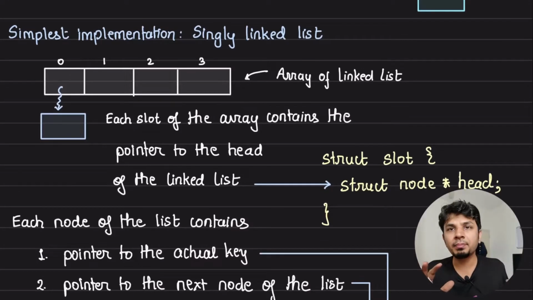Given that, the simplest implementation is with a singly linked list. You don't need to complicate it with a doubly linked list or circular linked list. It does not make any sense. We'll go with the simplest approach, a singly linked list.